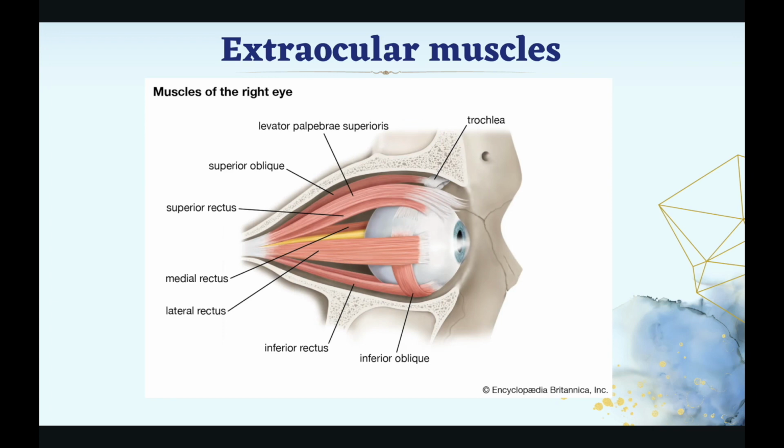Fourth, inferior oblique. Its origin is the anterior part of the floor of the orbit. Its insertion: it passes backward and laterally below the inferior rectus. Then it curves upward to be inserted into the lateral side of the sclera, beneath the lateral rectus. Nerve supply. Oculomotor nerve. Its action is to rotate the eyeball so the cornea looks upward and laterally.